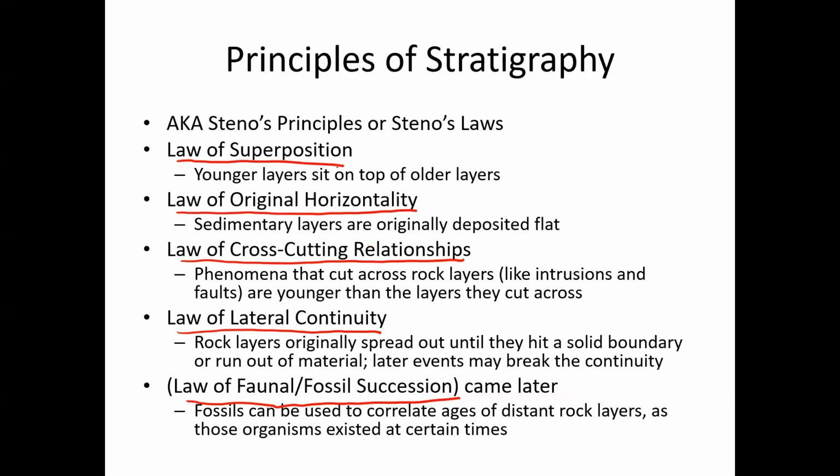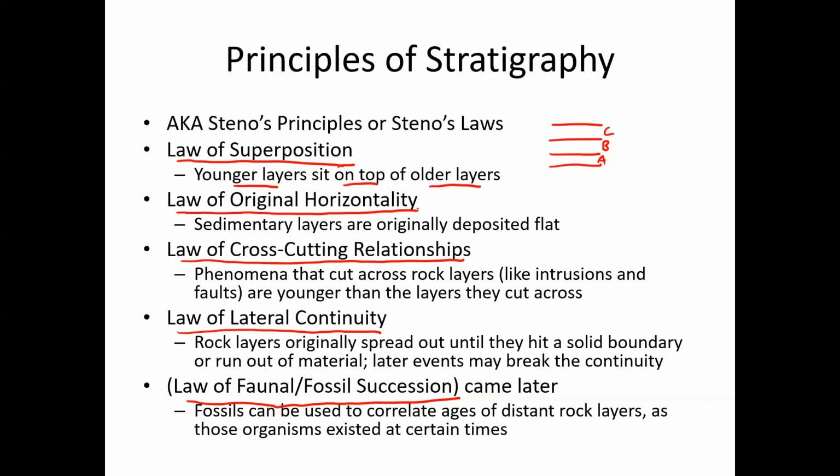So the law of superposition means that young layers sit on top of older layers, at least once they form. So this describes when rocks are flat lying and you see A, B, and C, you know A must have formed first, B formed second, and C formed last.